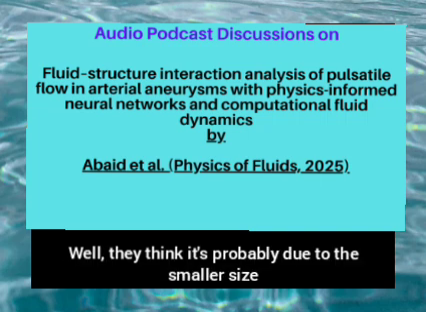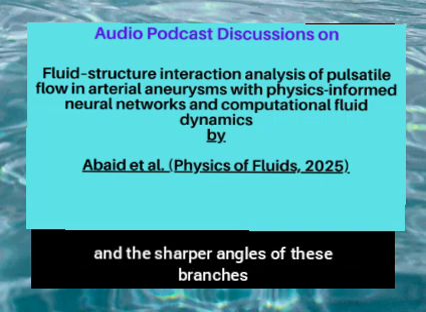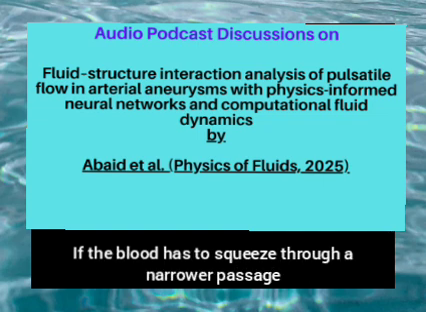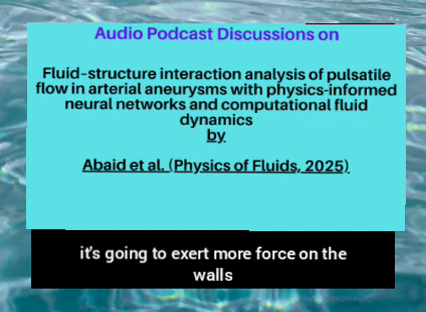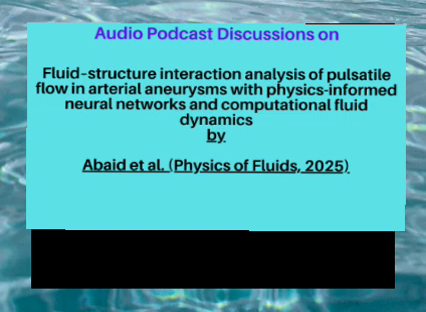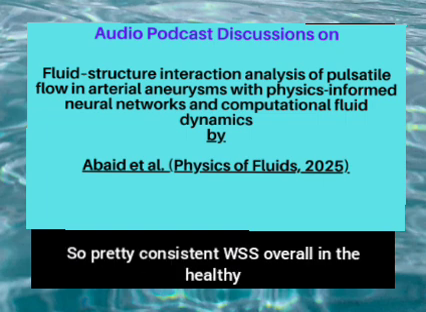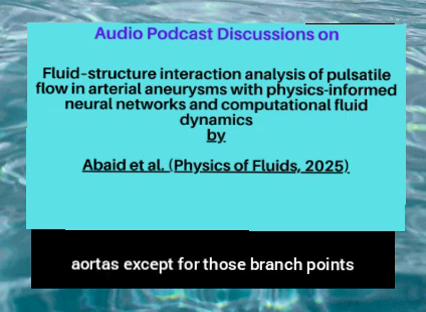Well, they think it's probably due to the smaller size and the sharper angles of these branches compared to the main aorta. Makes sense. If the blood has to squeeze through a narrower passage, it's going to exert more force on the walls. Exactly, and that's kind of what they saw happening in the simulations. Cool. So pretty consistent WSS overall in the healthy aortas, except for those branch points.